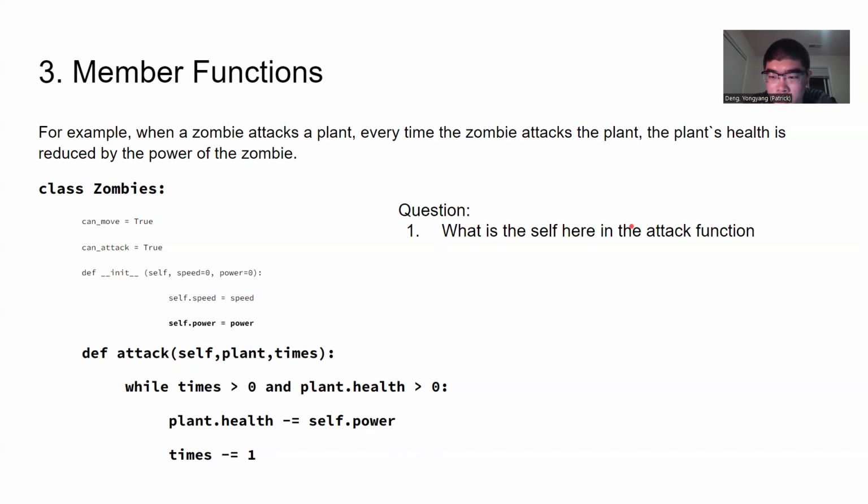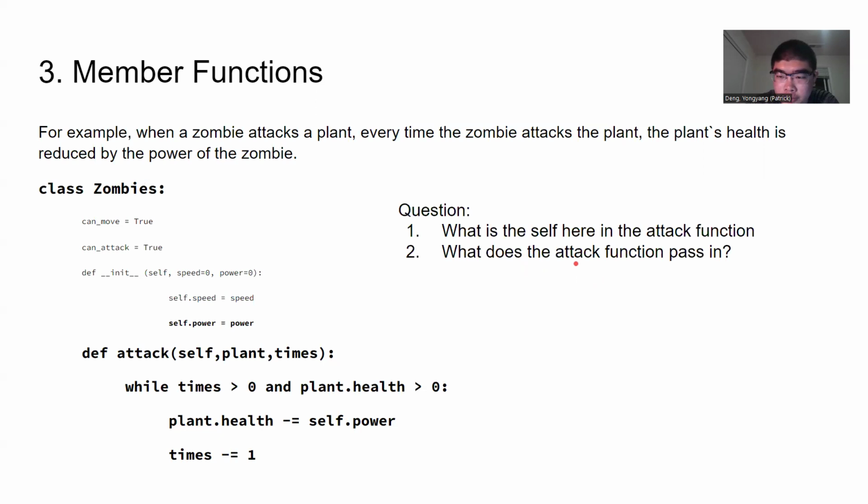So what is the self here in the attack? The self here is attack self, plant, types. Let's see what kind of object we are trying to implement in this OOP. So we see, oh, it's class Zombie. So the self is Zombie, like the self is referring to the zombie itself. We are implementing zombie, so inside of it, he will refer to himself as self.